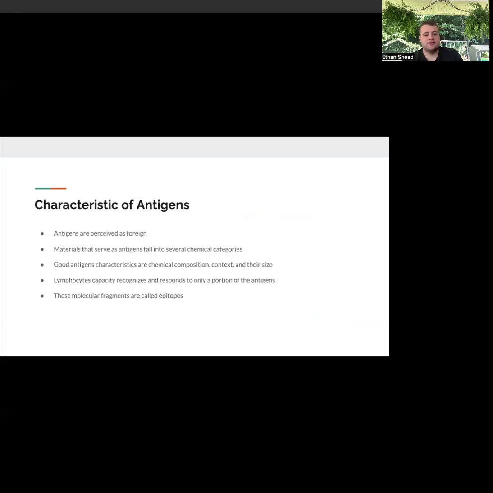Next, we're going to discuss the characteristics of antigens. All antigens are perceived as foreign, meaning that it is not normal for them to constitute in the body. And the materials for antigens fall into several categories, such as proteins and polypeptides, lipoproteins, glycoproteins, nucleoproteins, and polysaccharides.